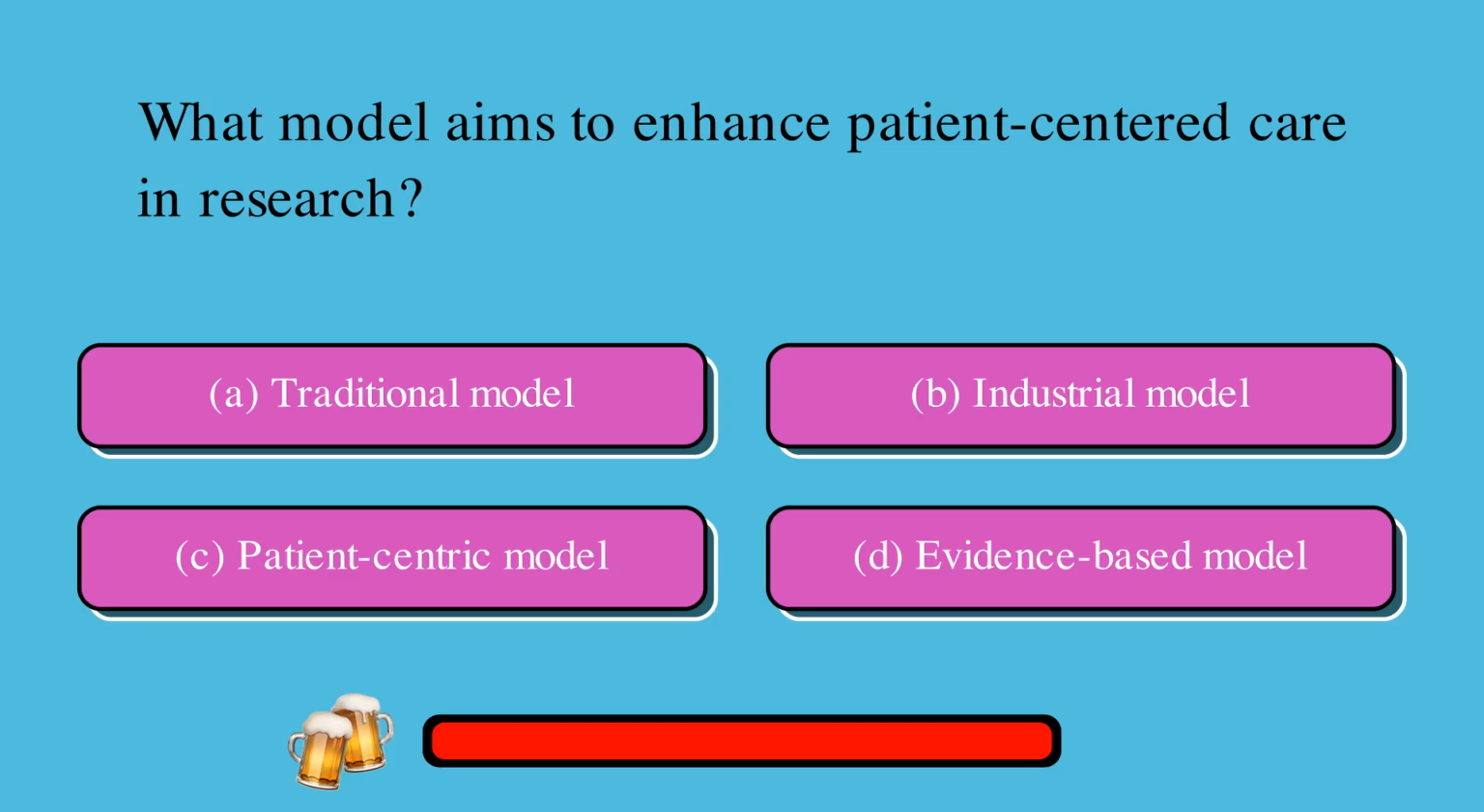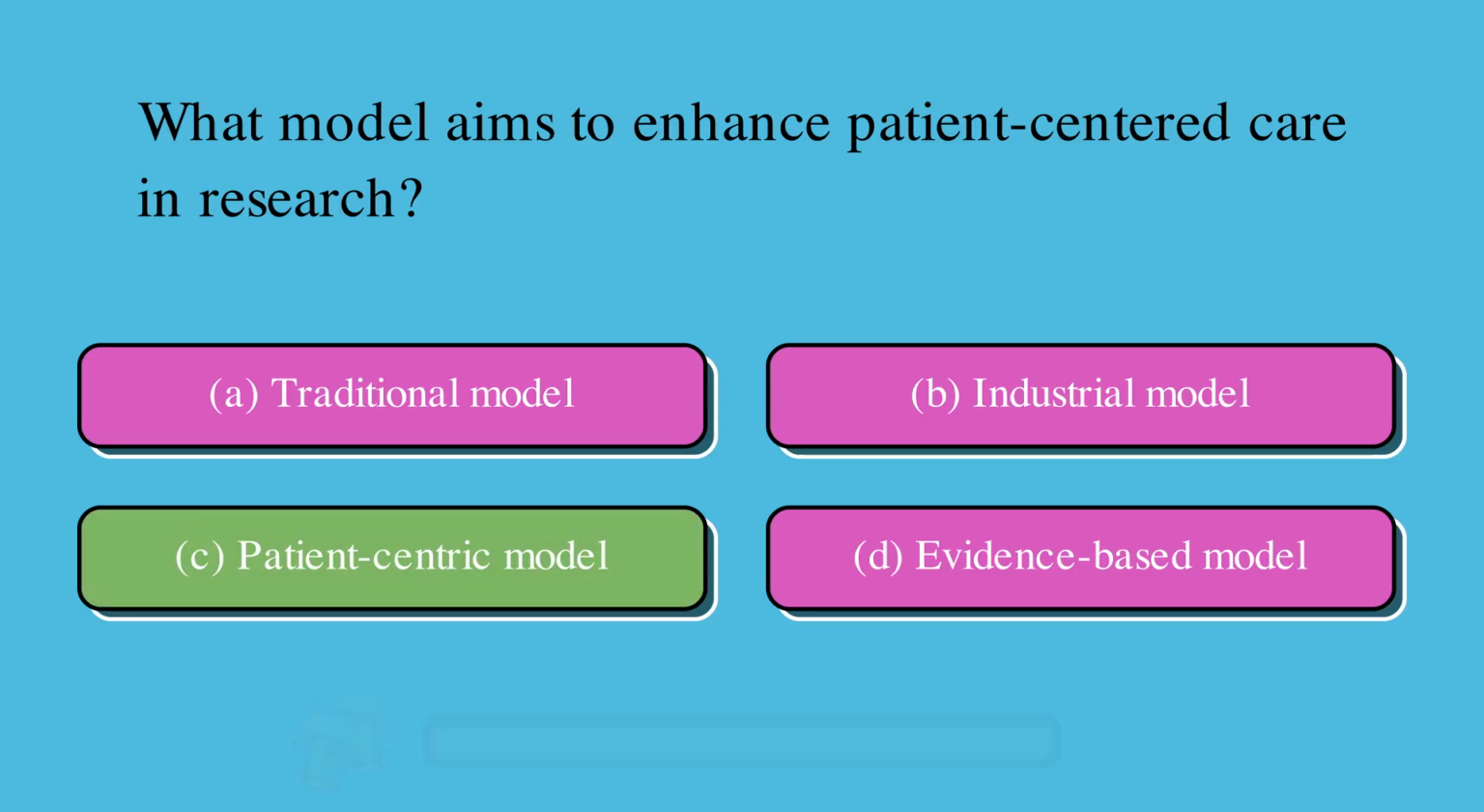What model aims to enhance patient-centered care and research? A. Traditional model, or B. Industrial model, or C. Patient-centric model, or D. Evidence-based model. The correct answer is C. Patient-centric model.